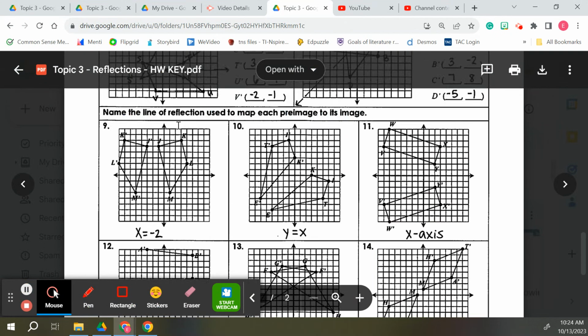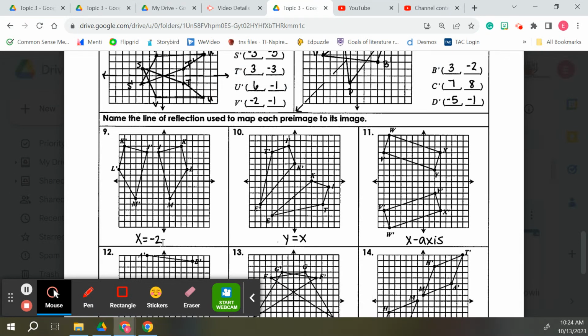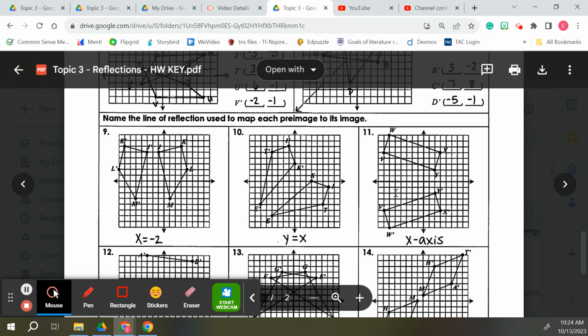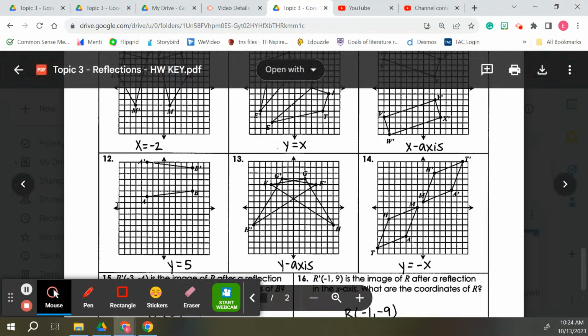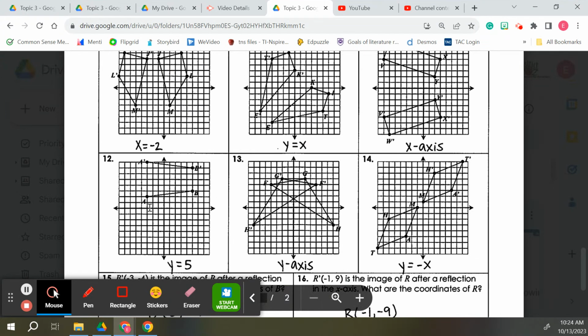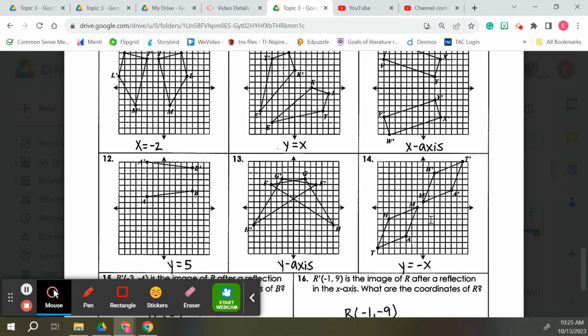Okay, so this first one, 9 should have been x equals -2. We skipped 10. 11 should have just been the x-axis. 12 should have been y equals 5. 13 should have been the y-axis, just straight up and down. And then 14 we didn't do. So any questions on these?